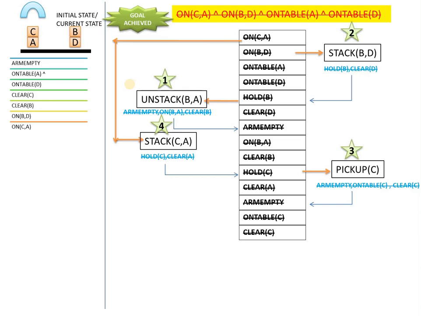And I have combined the solutions together so that I've got the result as the given goal achieved. So what is the order of the actions? Unstack BA, stack BD, pick up C and stack CA. The procedure is done. This is what is called goal stack planning.